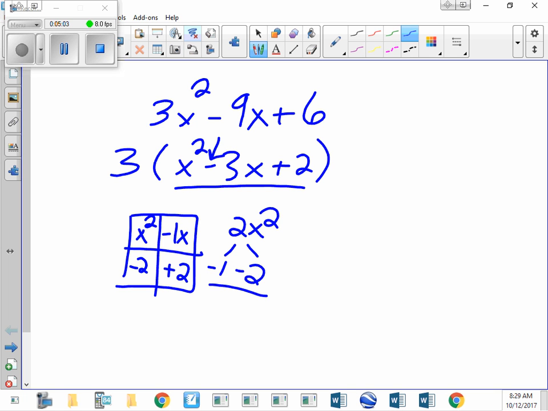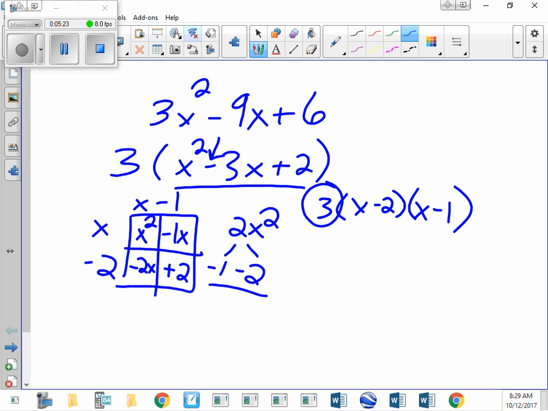Negative 1x and negative 2x. So I pull out an x, and I'm left with x minus 1. And I pull out an x, and I get x minus 2. The factors are 3 times x minus 2 times x minus 1. Does this have a root? No. Why not? There's no x there. But these two both have roots. When I set them equal to 0, I get x equals 2 and x equals 1.